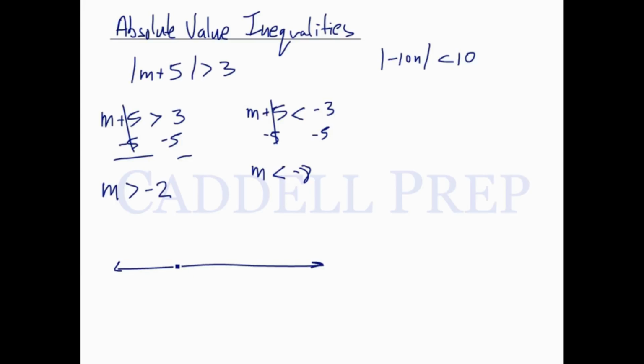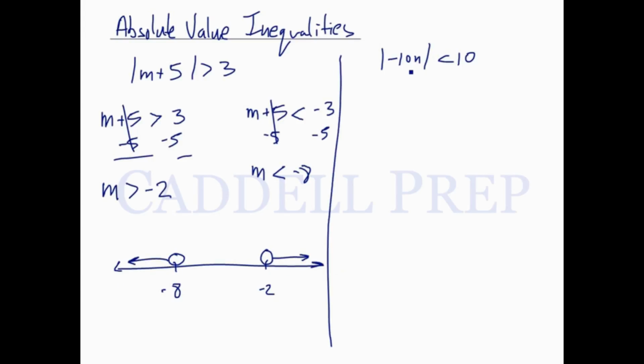So now if we were to graph this, we have negative 8, negative 2. M is greater than negative 2, so it's an open circle, and everything to the right of it that's greater than negative 2. Then we have M is less than negative 8, so open circle, and to the left. So that would be our solution.